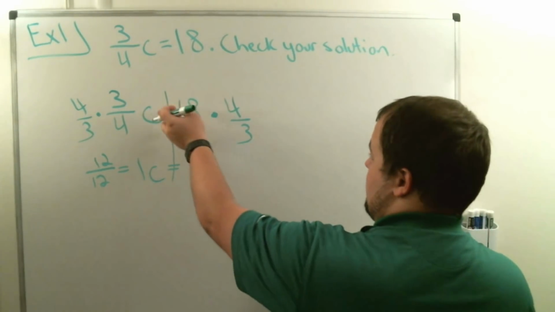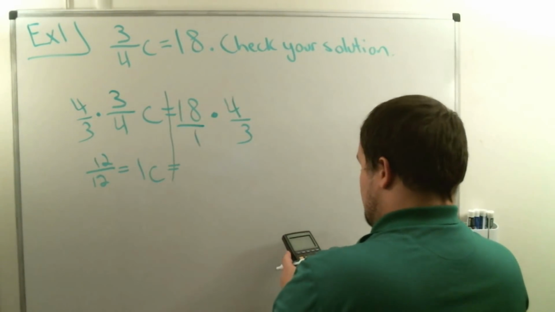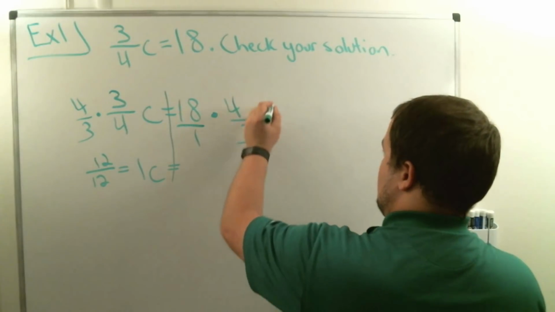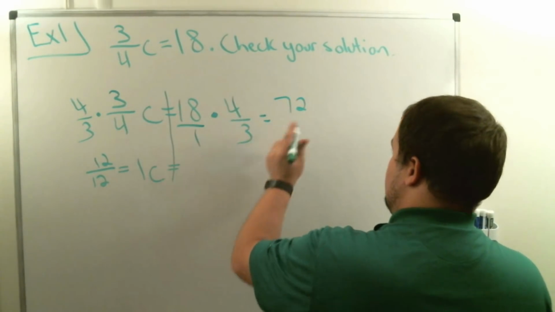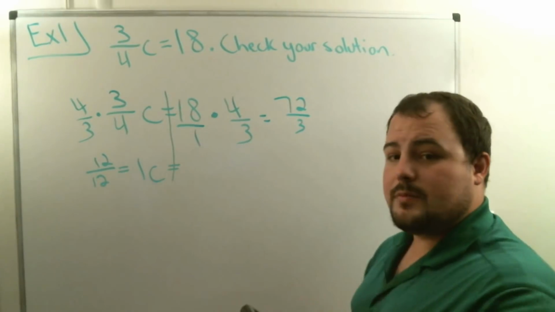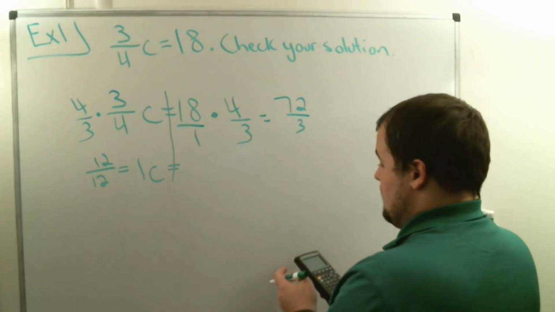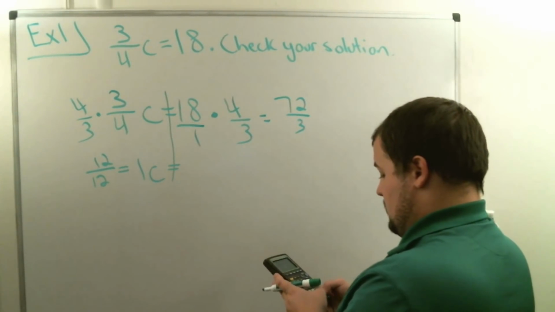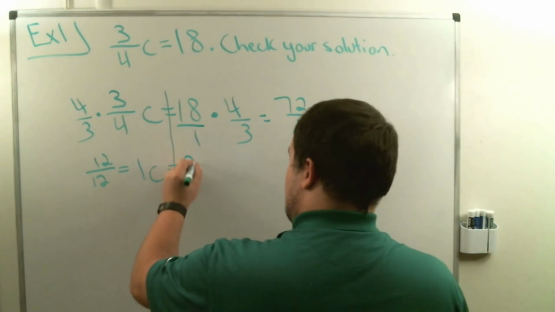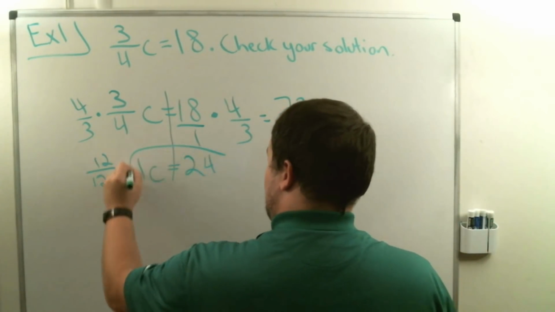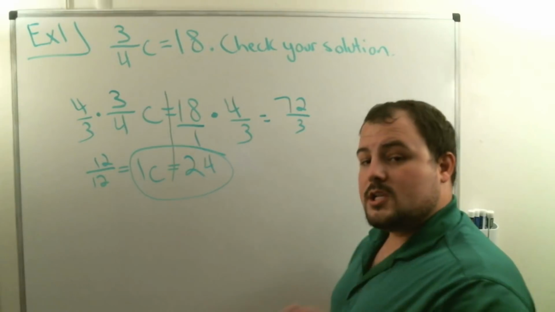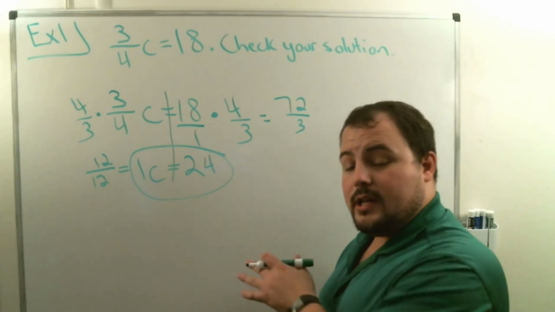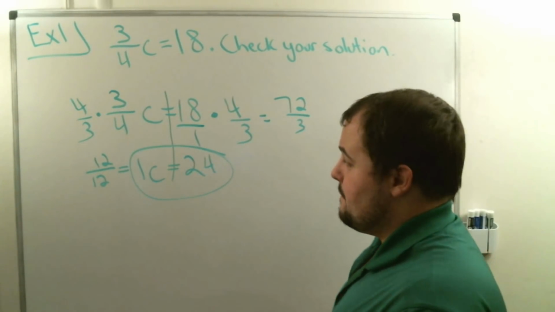We're going to multiply straight across, so 18 times 4, that equals 72. And 1 times 3, that's 3. So my answer is going to be 72 divided by 3. So I'm going to type in my calculator 72 divided by 3. And I know that the letter C should equal 24. So my answer is one letter C is 24.